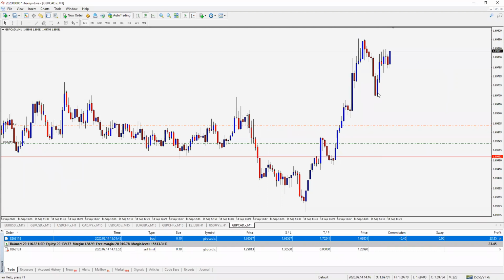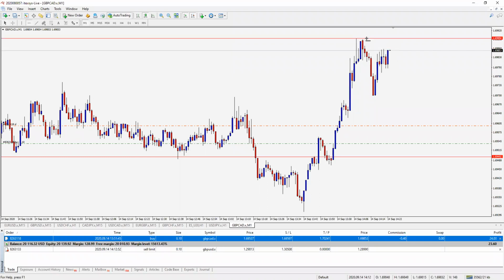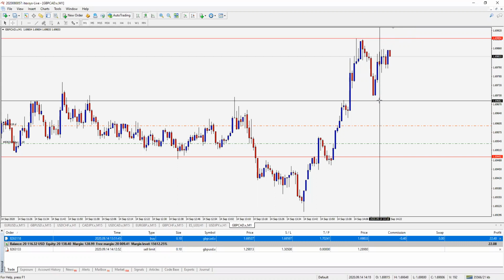We cannot define this as a new bottom yet, since the price didn't create a new high above this one. Only if the price breaks out of this and creates a higher high will we consider this as a new bottom. At least for now, it hasn't happened yet. We'll keep following this one.